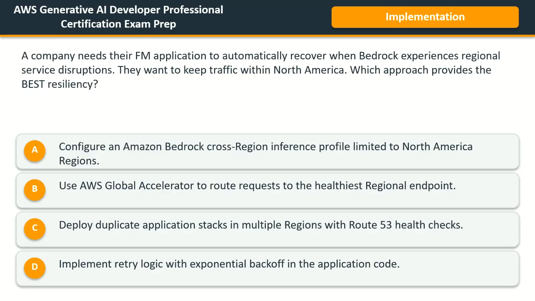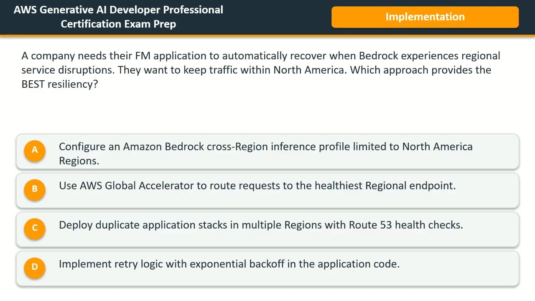Amazon Bedrock cross-region inference profiles do this exactly. They automatically route inference requests across multiple regions behind the scenes. You do not manage endpoints. You do not deploy duplicate stacks. You do not write failover logic. And importantly, for this question, you can select North America. That combination of automatic failover, zero infrastructure duplication, and geographic control is what the question is asking for. That is why A is the correct answer.